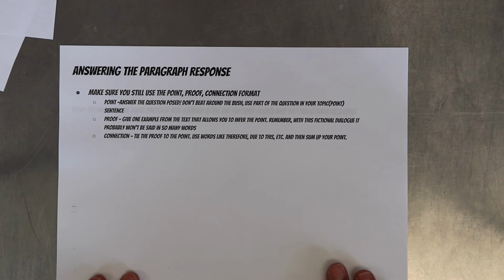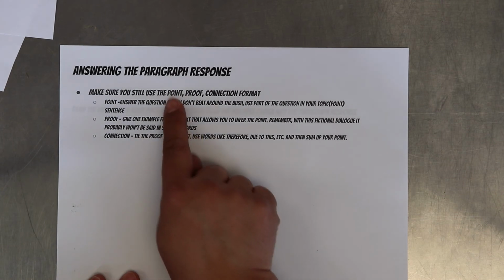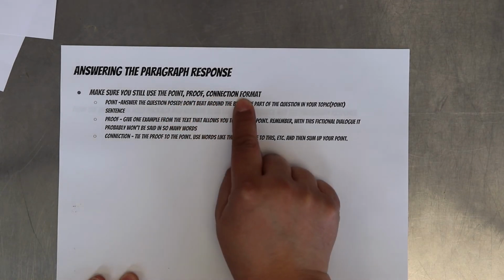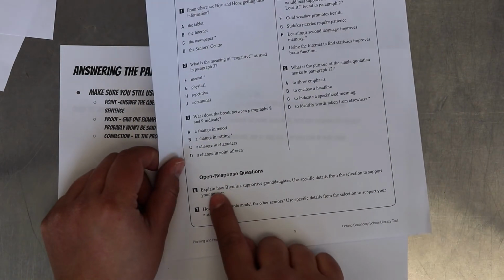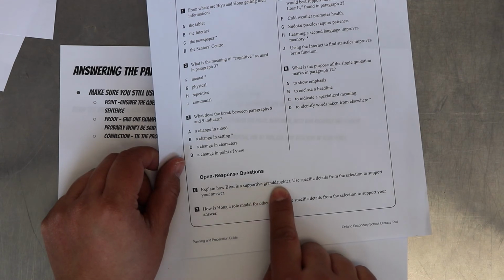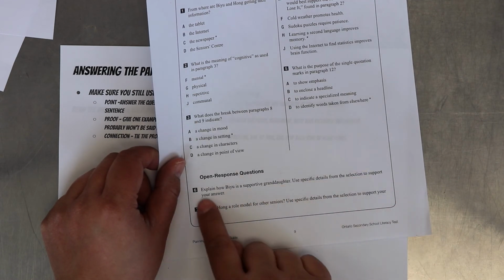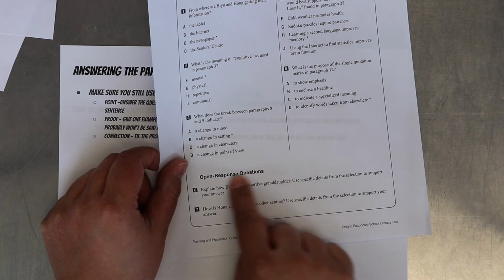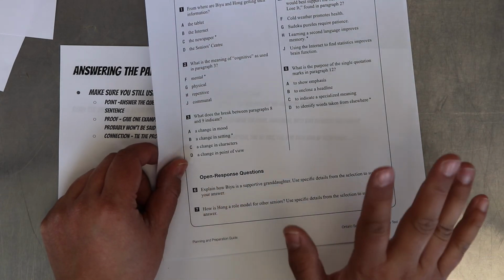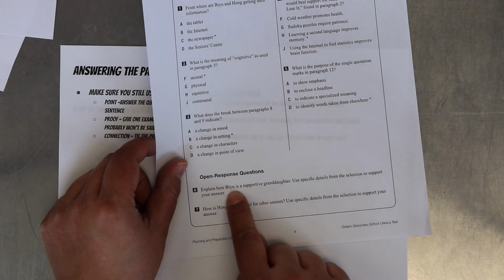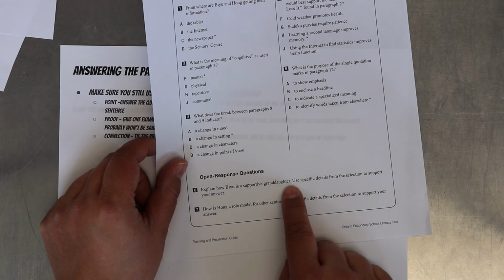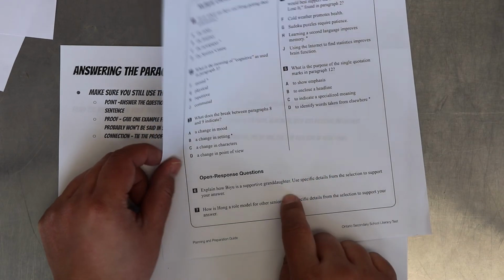When answering your paragraph response, make sure that you still use the point, proof, connection format that we learned about last week. For your paragraph response, it's going to be slightly different because remember the question that we're answering is, explain how Bu is a supportive granddaughter. Use specific details from the selection to support your answer. They've given me basically what my topic sentence or my thesis or the idea of my paragraph is going to be. It's that Bu is a supportive granddaughter. Then it wants me to find details to support the answer.